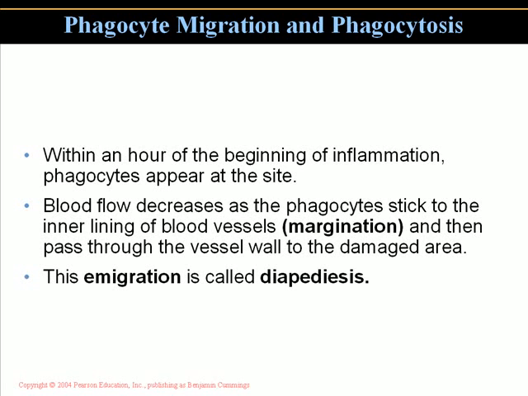So again, you need to be familiar with these two processes. The first of which is margination. Blood flow decreases as the phagocytes stick to the inner lining of blood vessels. This is referred to as margination. And then these phagocytes will pass through the blood vessel wall to the damaged area. The immigration of these white blood cells is referred to as diapedesis. So you need to be familiar with these terms.